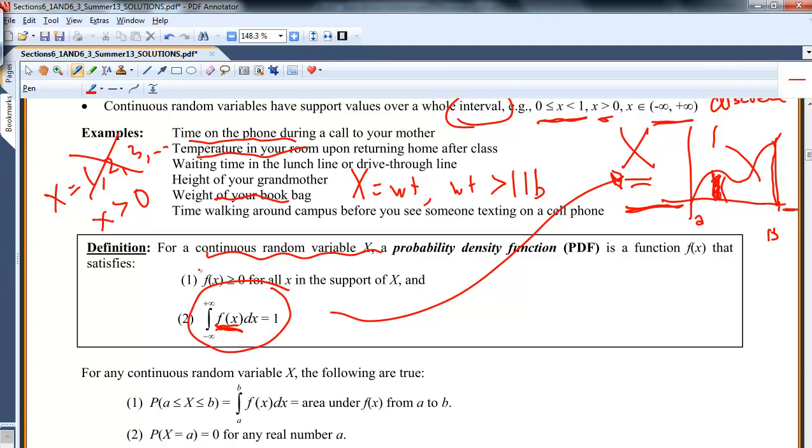And also, this kind of makes sense. Your density function has to be positive. Here's a density function, f of x. Let's just say here's my number line.